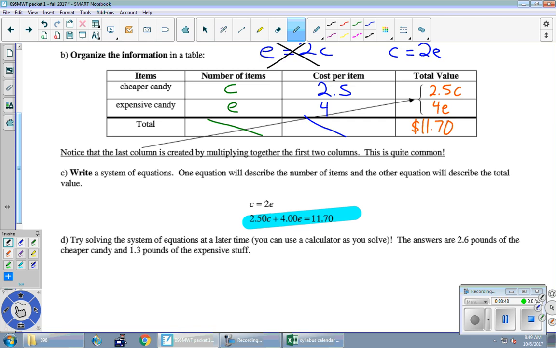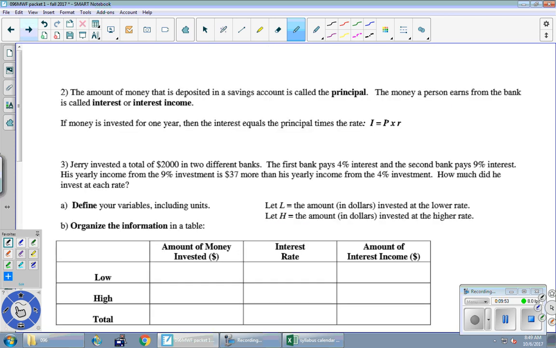All right, so the other problem in the demo is on the next page. It has to do with interest. It says the amount of money that's deposited in a savings account is called the principal. And then the money a person earns from the bank is called interest or interest income. So put your money in the bank and you get interest as a result of keeping that money in the bank. If money is invested for 1 year, then the interest equals the principal times the rate. Interest equals P times R.